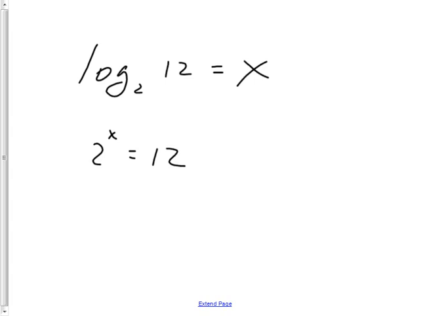All right, now do a log. Figure it out with a log. Log 12 over log 2. What do you get? With a calculator.